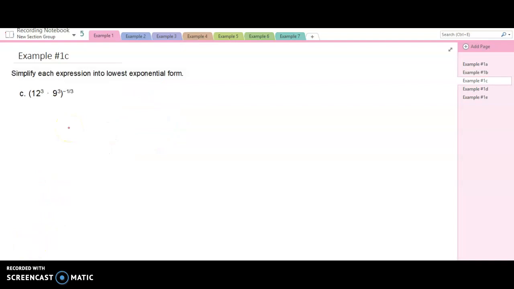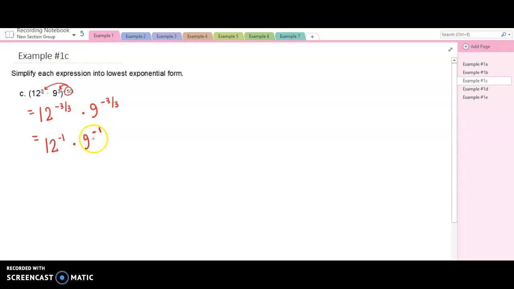All right, so C is just like B, but there's one added component, which we'll get to at the very end. Once again, this negative 1/3 applies to both of the terms inside the parentheses. So this is just 12 times, well, 3 times negative 1/3 is negative 3/3, times 9 times 3 times negative 1/3 is negative 3/3. So this is just 12 to the negative 3 over 3, which is negative 1, and this is 9 to the negative 1.